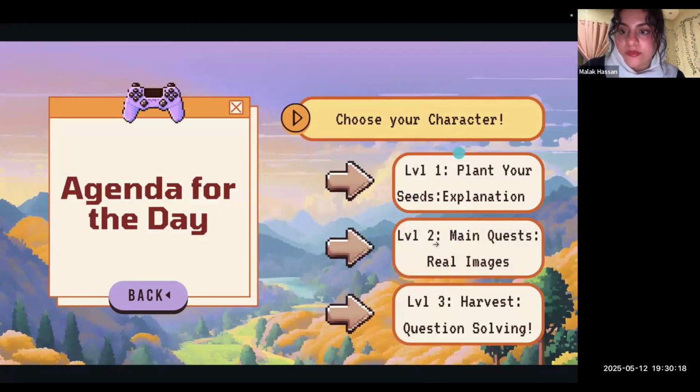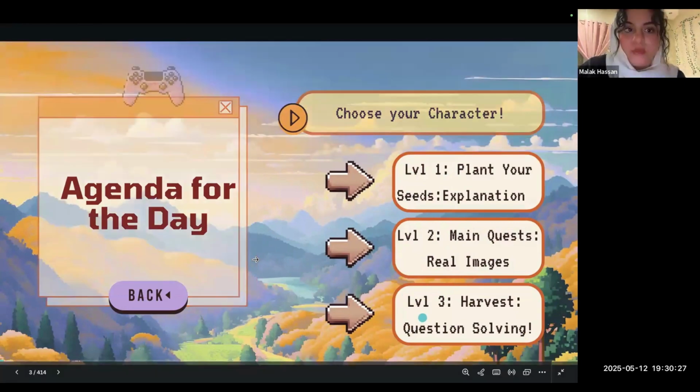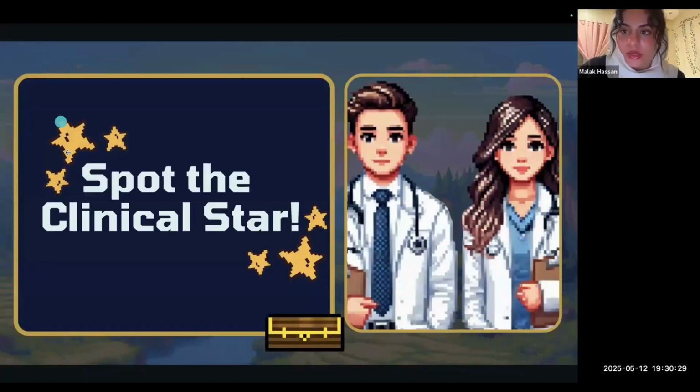First we're going to explain, then we're going to look at real images, then we're going to do question solving, all right? Now, I want you to keep an eye out for the clinical star. Whenever you see this star, it means that there's going to be a clinical or medical application, okay?